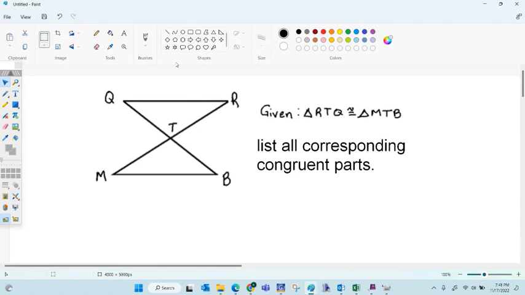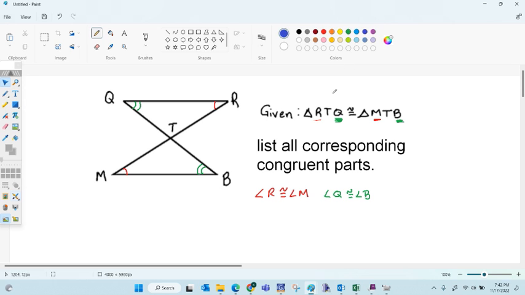Okay, we need to list all of the corresponding parts. Well, we're told right here that R goes with M. So angle R is congruent to angle M. We are also told here that angle Q is the same as angle B. Angle Q is congruent to angle B.